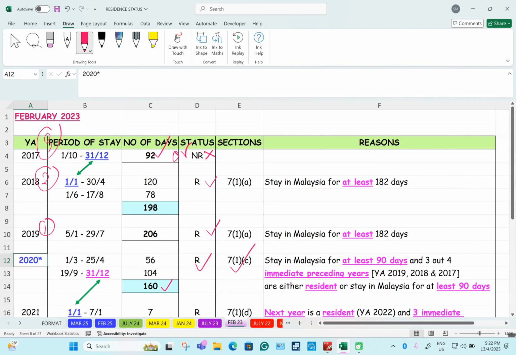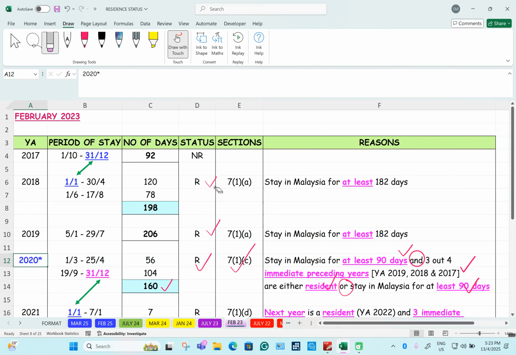Section 7, subsection 1C. So the way you give the reason, give definition C: stay in Malaysia for at least 90 days. And make sure it is "and" not "or". And 3 out of 4 immediate preceding years. What were the YAs just now? 19, 18, 17. So you must write in your answer that the years are either resident or stay in Malaysia for at least 90 days. Alright? Okay, settled for our YA 2020.